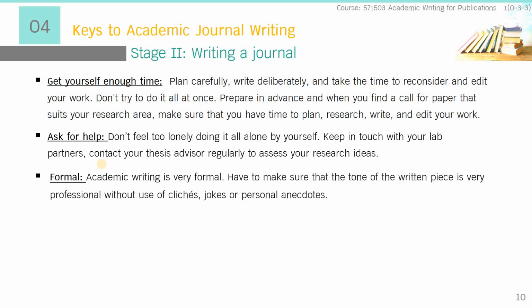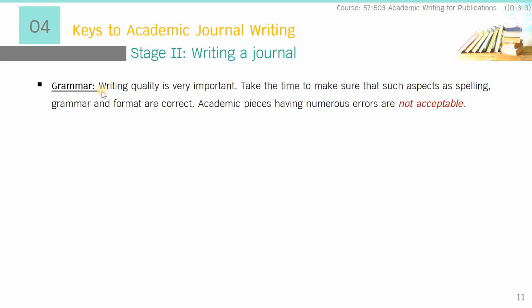Next, which is quite important, you have to be formal when writing an academic journal, because an academic journal is not a magazine. It's very formal, and you have to make sure that the tone of the written piece is very professional, without the use of cringe, jokes, or personal anecdotes. This means you have to make sure it's well written with correct English grammar, and if you want help, just find help. Grammar and writing show the quality of your research work. Writing quality is very important. Take the time to make sure that aspects such as spelling, grammar, and format are correct.